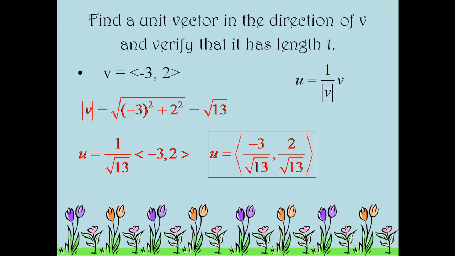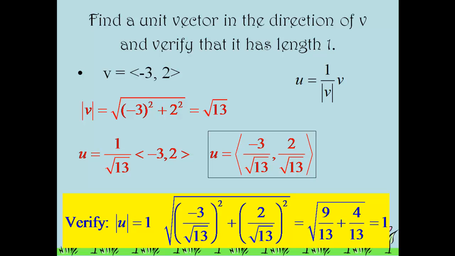Let's verify that it really does have a magnitude of 1. If it really has a magnitude of 1, then when we take the magnitude of the vector u, we should find that as 1. And in fact, it is. Plugging into our formula to find our magnitude, we see that we get 1.